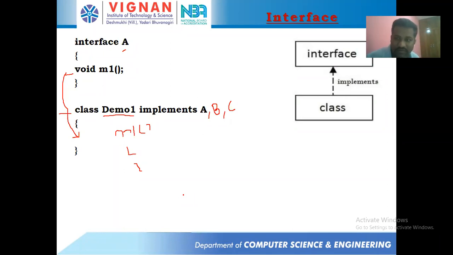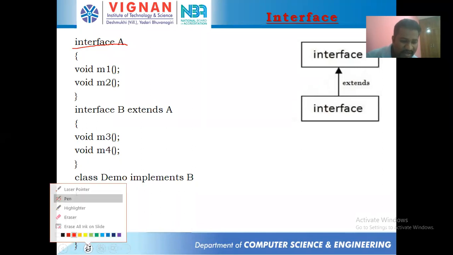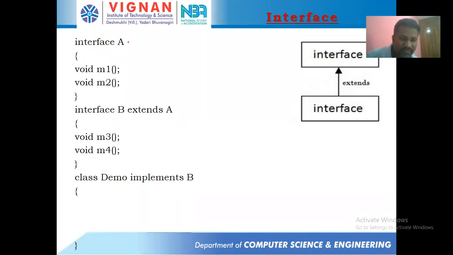Now, between interfaces and class, you can see here, I have an interface called A. This interface A consists of two methods, M1 method and M2 method. And we have an interface called B, and this interface B extends A.